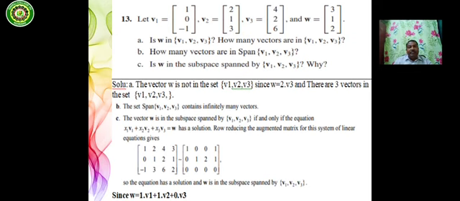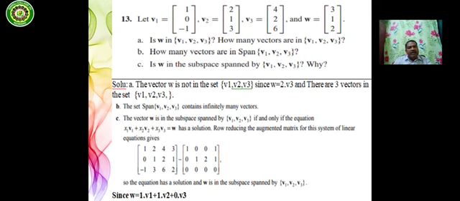Since v3 is a linear combination of v2, in the given set one vector is a scalar multiple of another. So we say that the vector w is not in the set, meaning w is not a linear combination of the vectors v1, v2, v3. Since v2 equals 2 times v3, there are 3 vectors in the set v1, v2, v3.